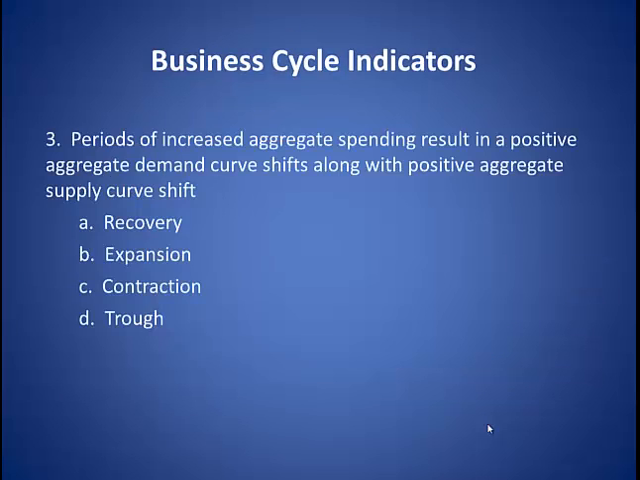Okay, let's try number 3. Periods of increased aggregate spending result in a positive aggregate demand curve shift along with positive aggregate supply curve shifts. Again, stop the video. When you've made your answer, restart the video.